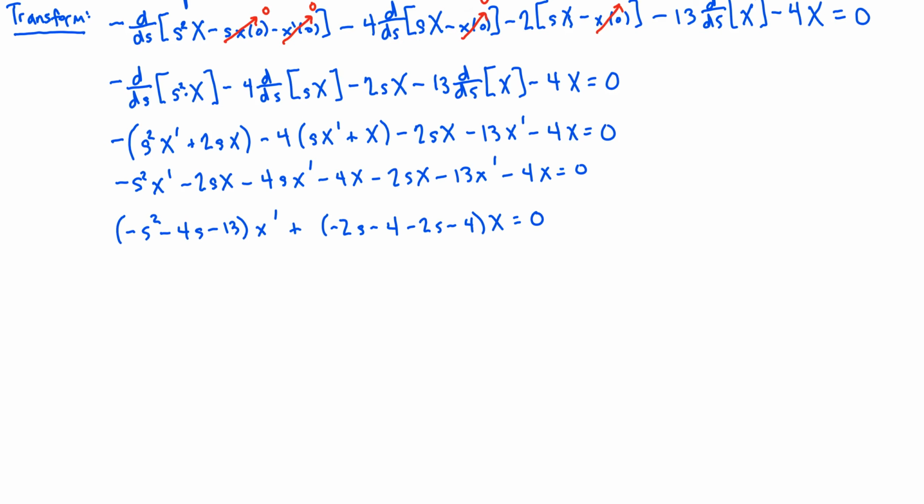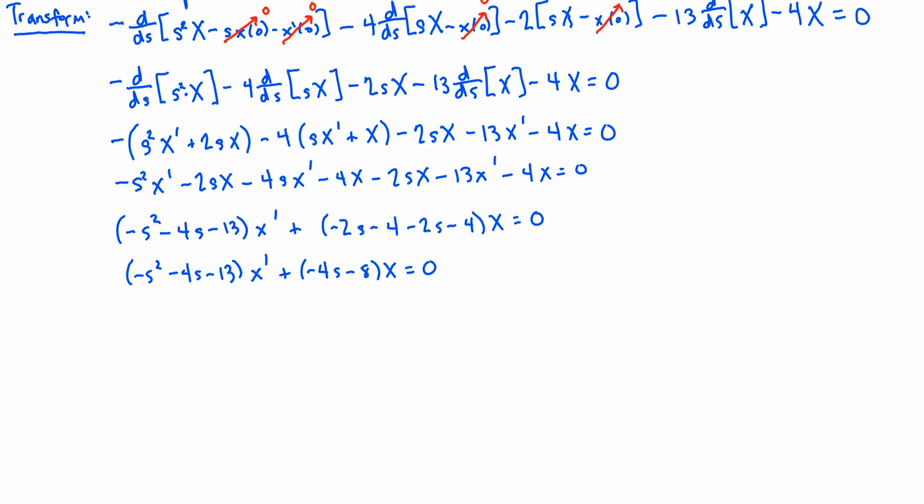Okay, let's clean up that second set of parentheses to get negative 4s minus 8 times x equals 0. Now, believe it or not, we are back to chapter 1. We have to recognize what we have here.